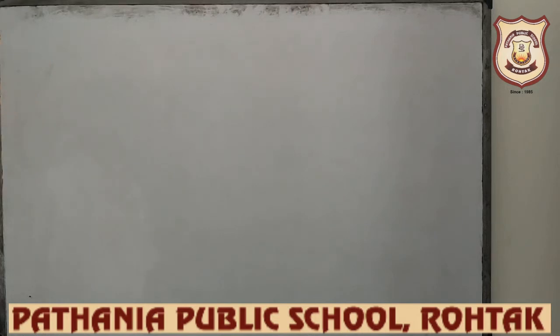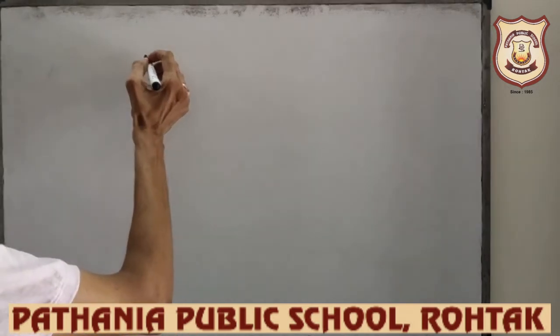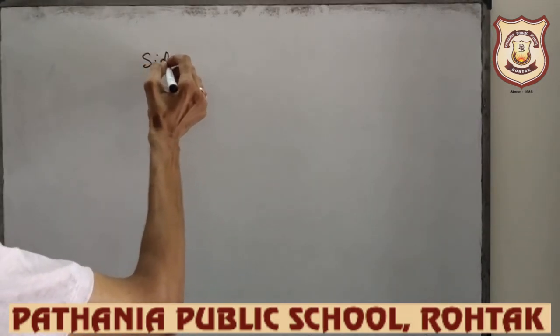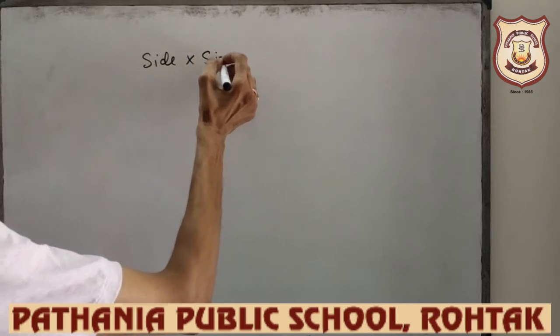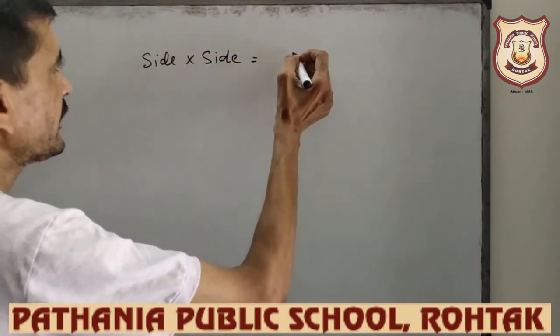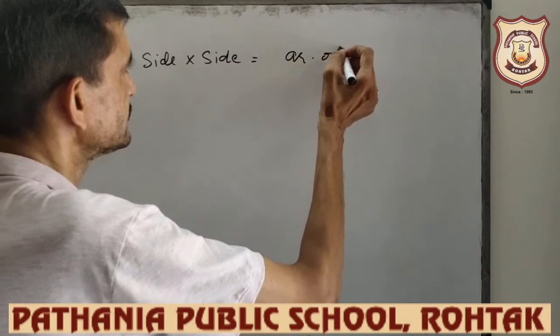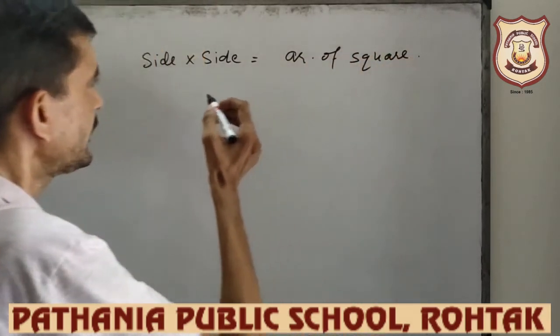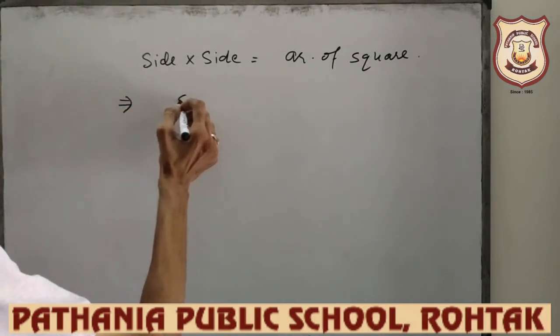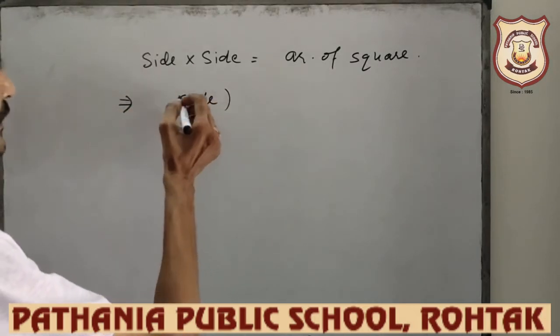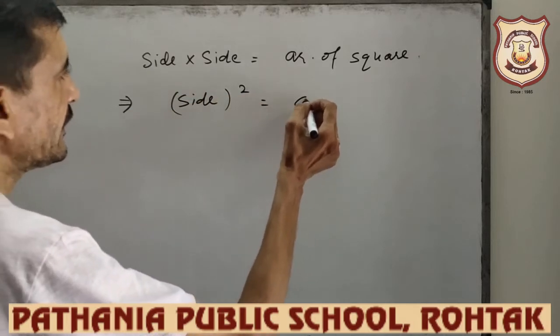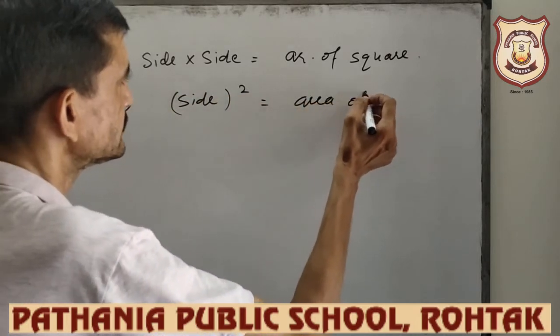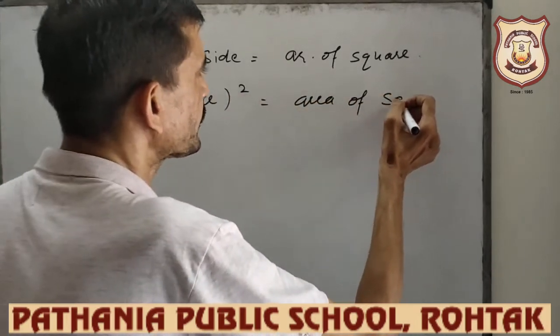Students, you know very well what the area of a square is. Area of square is side into side. Side into side is equal to the area of the square. It means side square is equal to the area of the square.